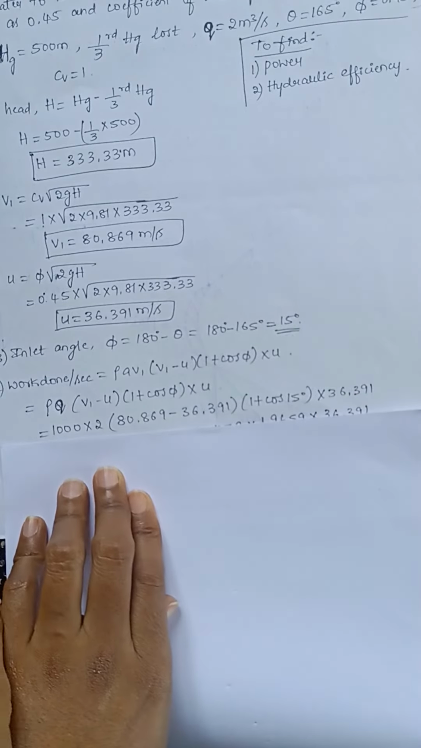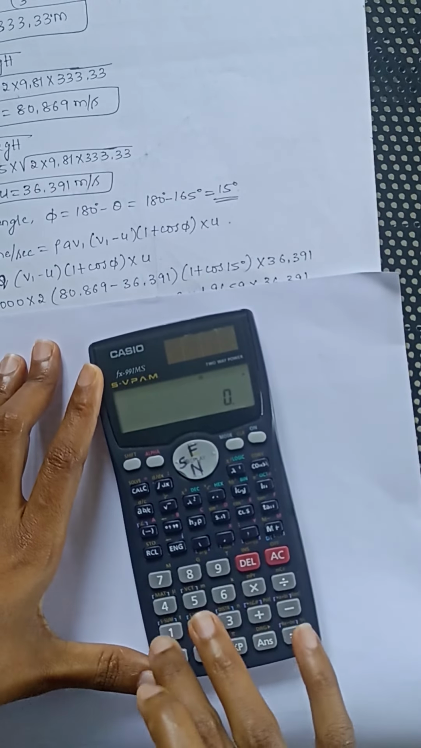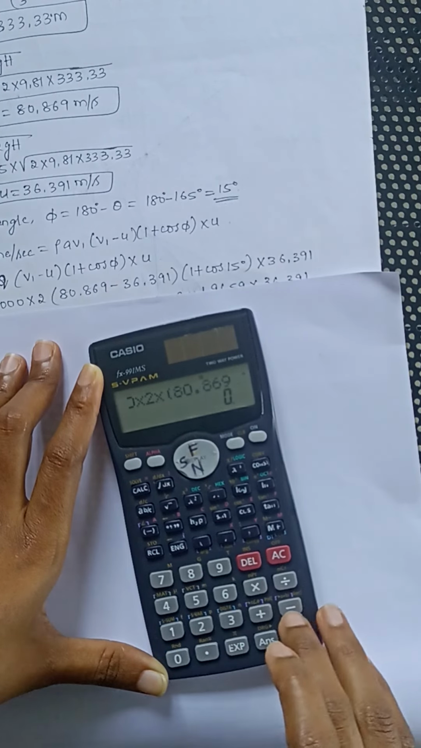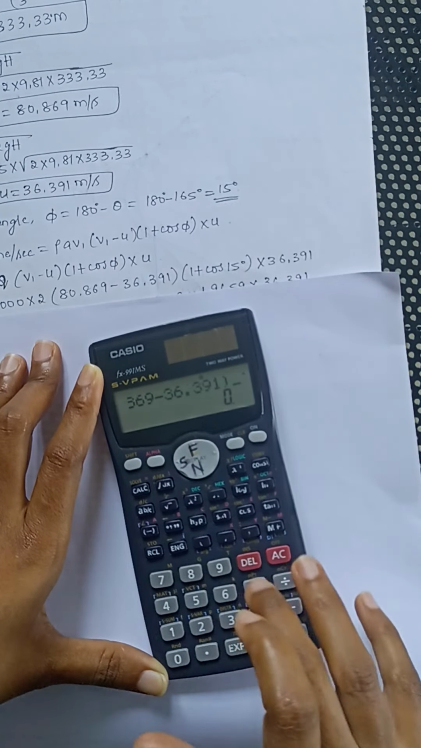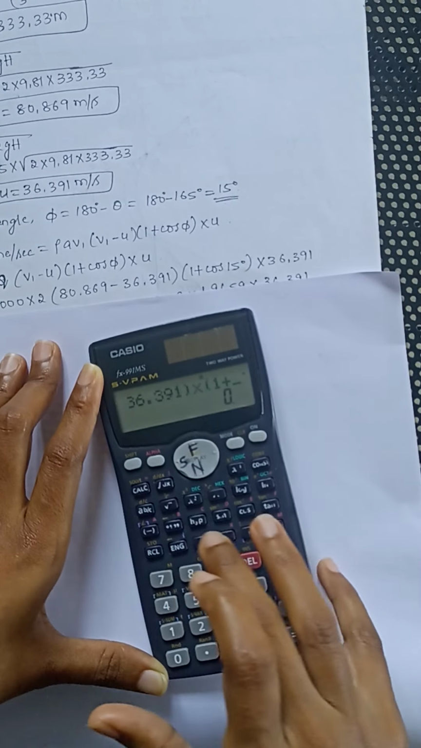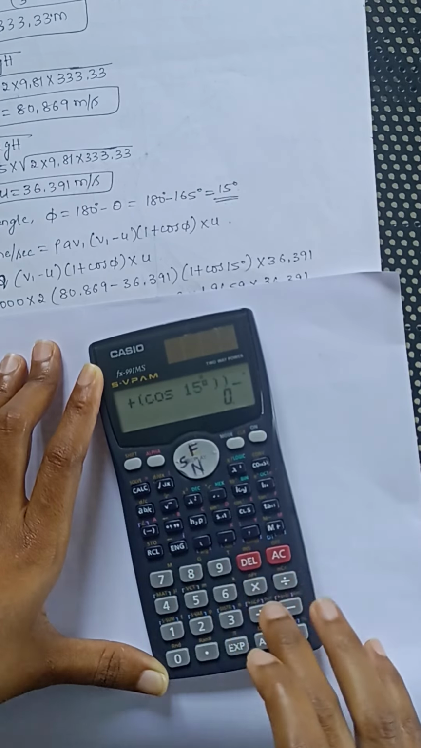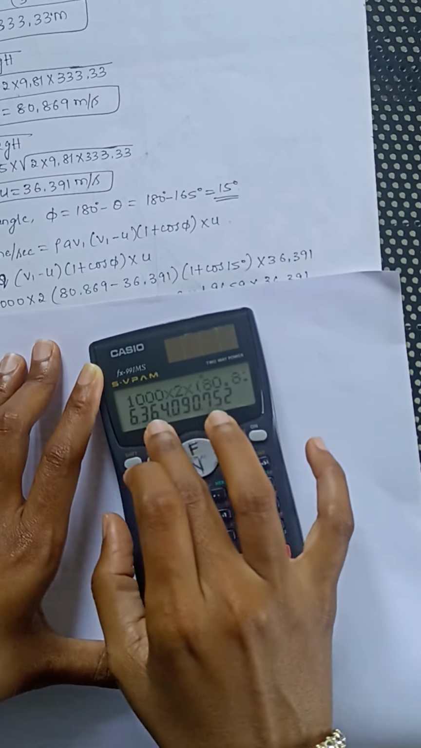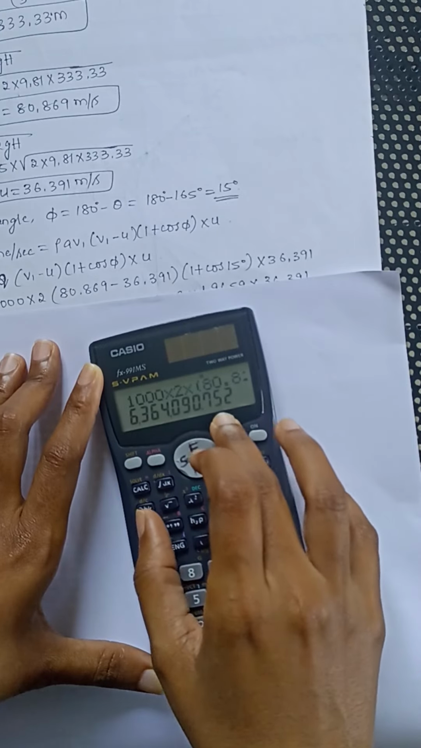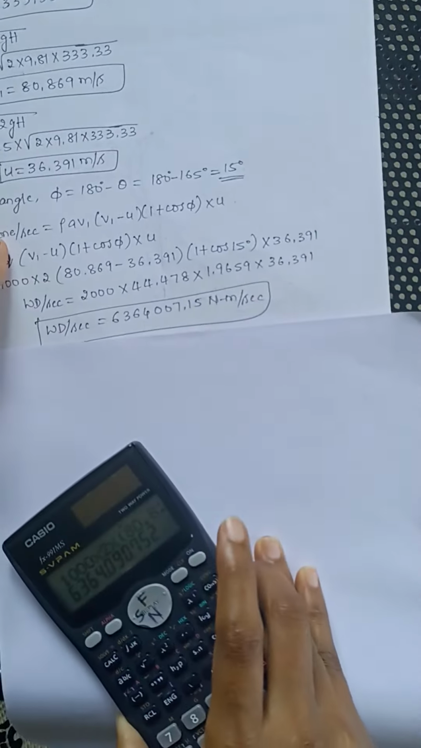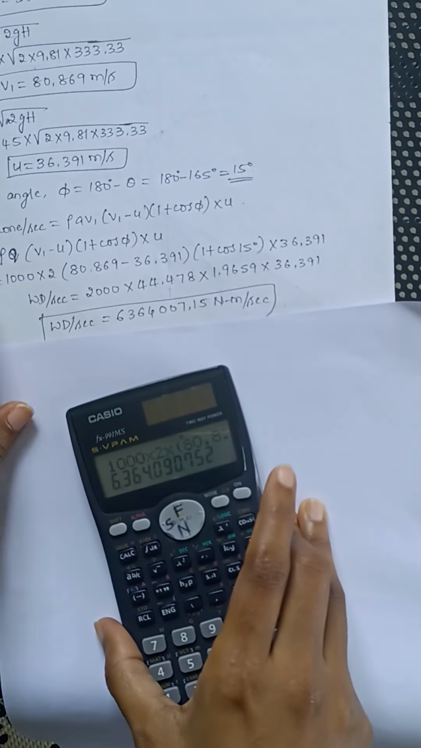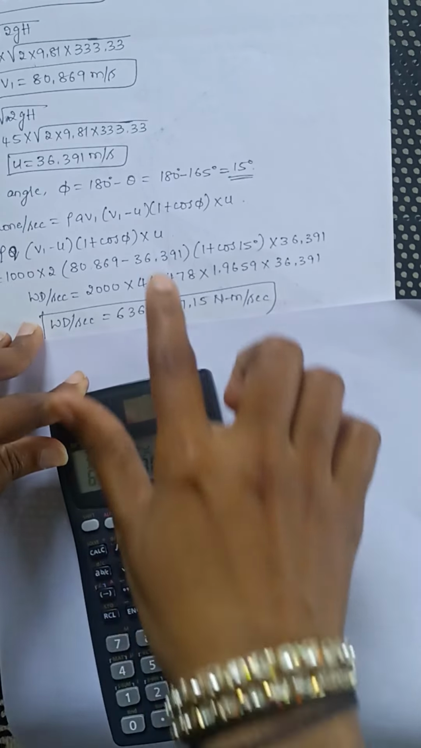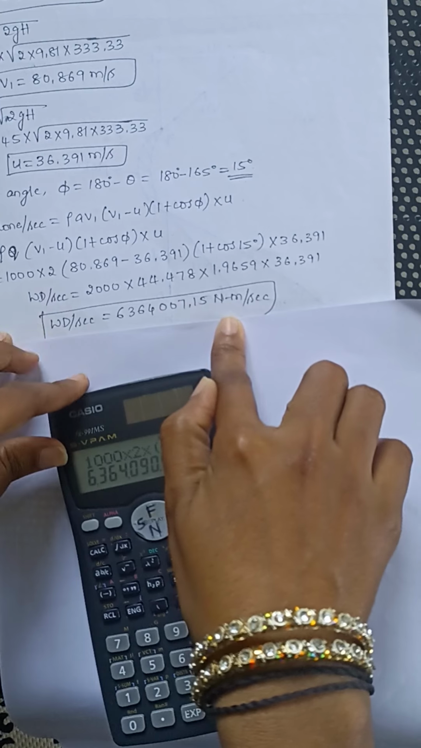So let us simplify the whole term. So on simplifying, 1000 into 2 into, open the bracket, 80.869 minus 36.391 into 1 plus cos of 15 into 36.391. So we will be getting 6364090.752. If you do it in a single step, at a single shot, you will be getting this value. If you do it separately, you will be getting this value of work done per second.